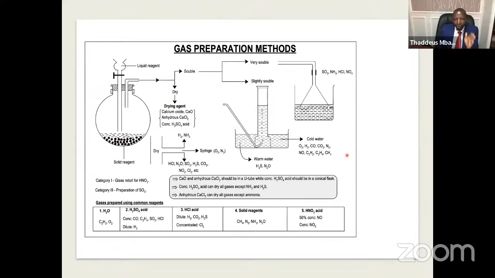Whatever I'm saying, this is the octopus methodology that is used to prepare the gases. Many gases can be prepared using this method. First of all, you use the liquid reagent here. Then we have the solid reagent, which is found in the conical flask. So the flask will have the solid reagent, and the liquid reagent will be in the dropping funnel. Are we together? Yes.